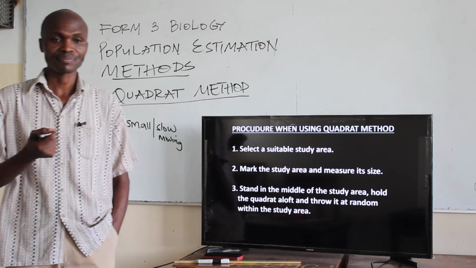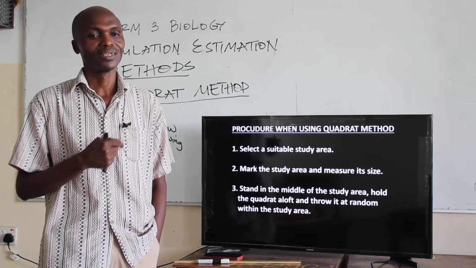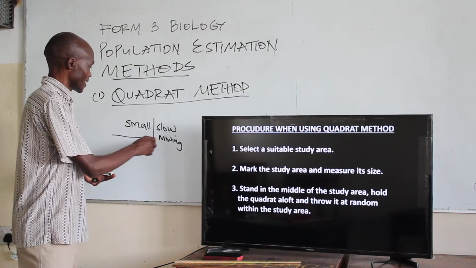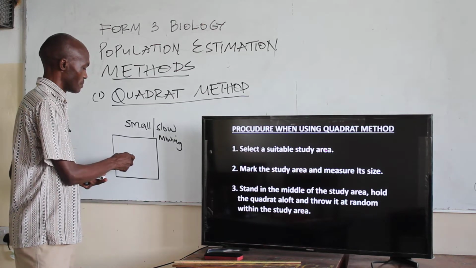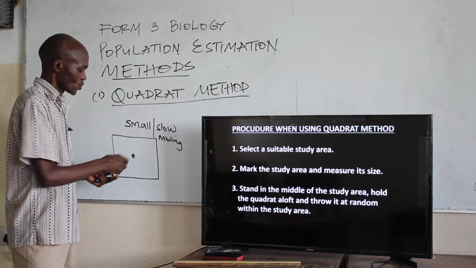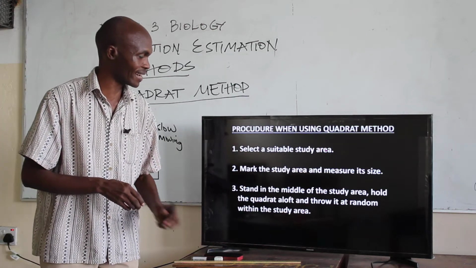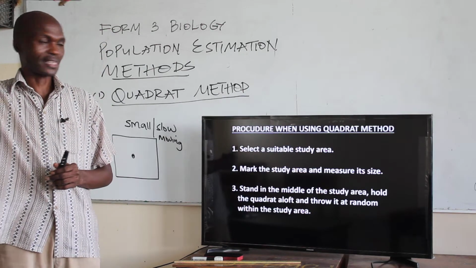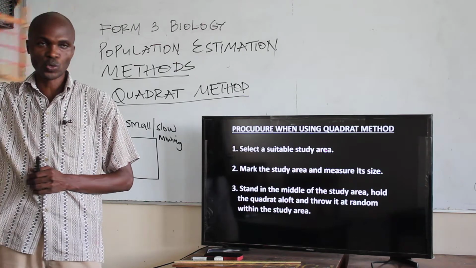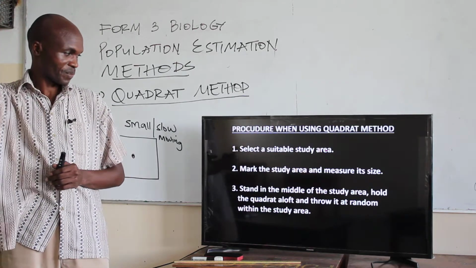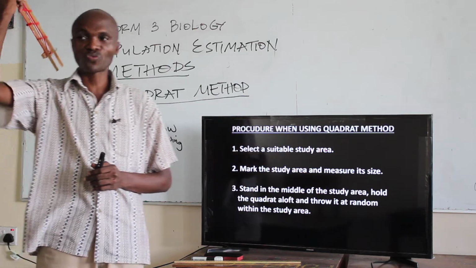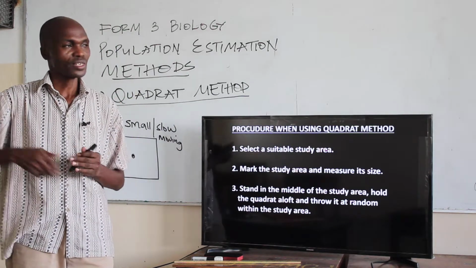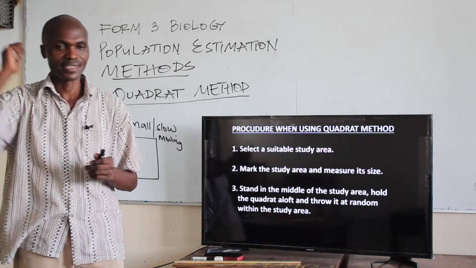And then number three, when you go to sample, you need to stand at the middle of the study area. So if this is your study area here, you stand at the center of it, hold your quadrat aloft, that is above you, and then you twist and move it round and round, and then you leave it to fall randomly. So you don't choose the direction, just move it round and round, and then you release it.